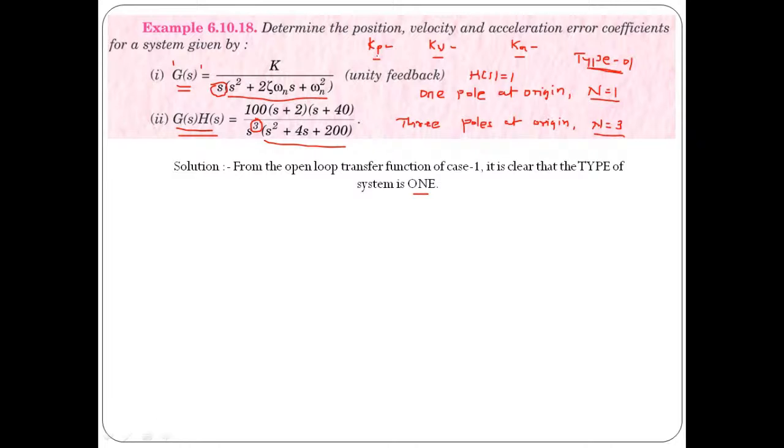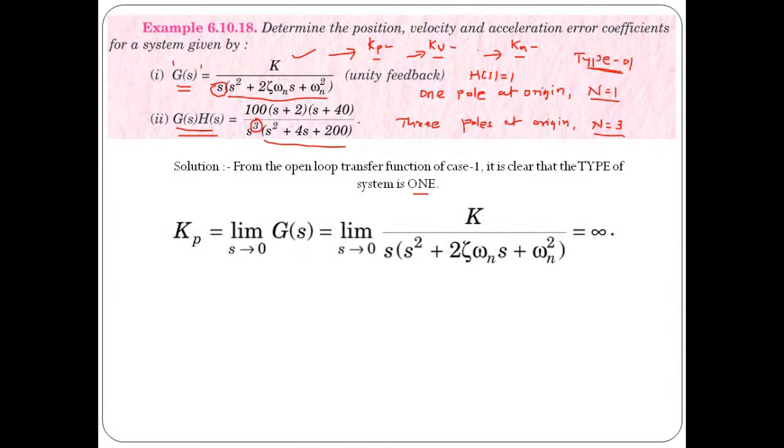How to find Kp? Kp is nothing but limit s tends to 0 G(s) H(s), where G(s) H(s) is given to us. Put the value of G(s) H(s) in the expression for Kp, solve for s tends to 0, and you will get the answer for Kp. In the same way, to calculate Kv, we need to use a formula like Kv is nothing but limit s tends to 0, s into G(s) H(s). In the same way, for Ka, we have to use a formula like limit s tends to 0, s square G(s) H(s).